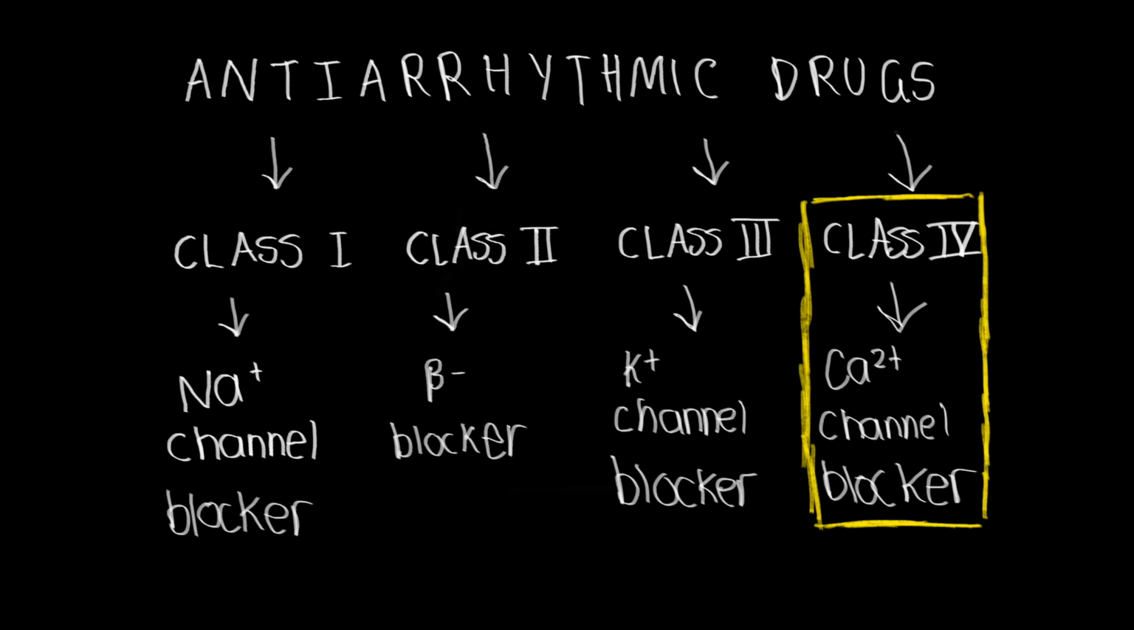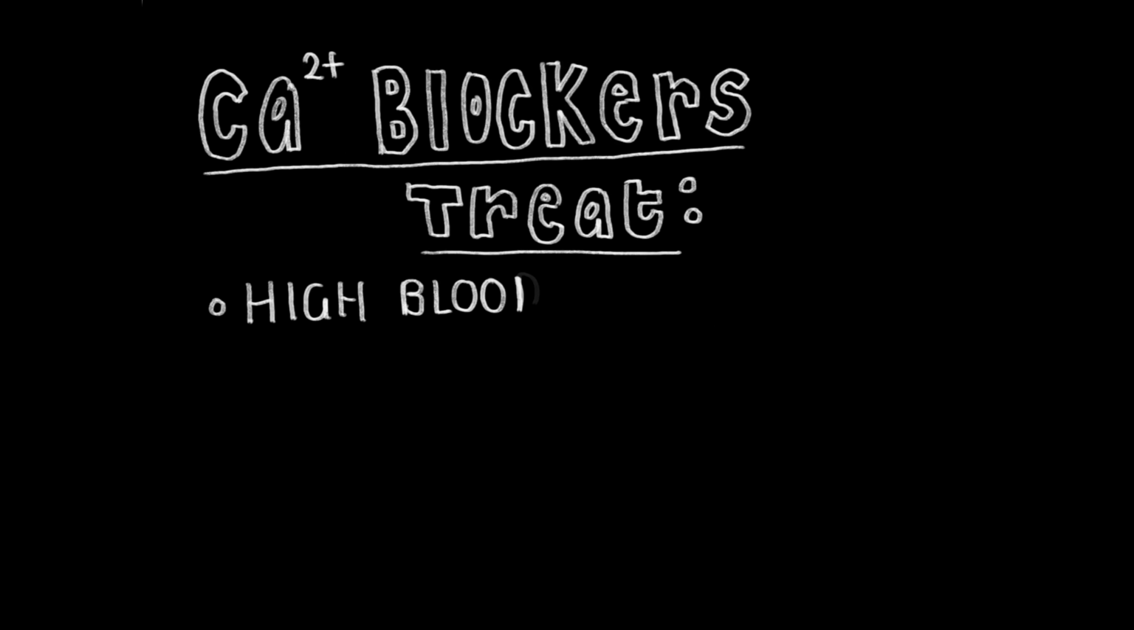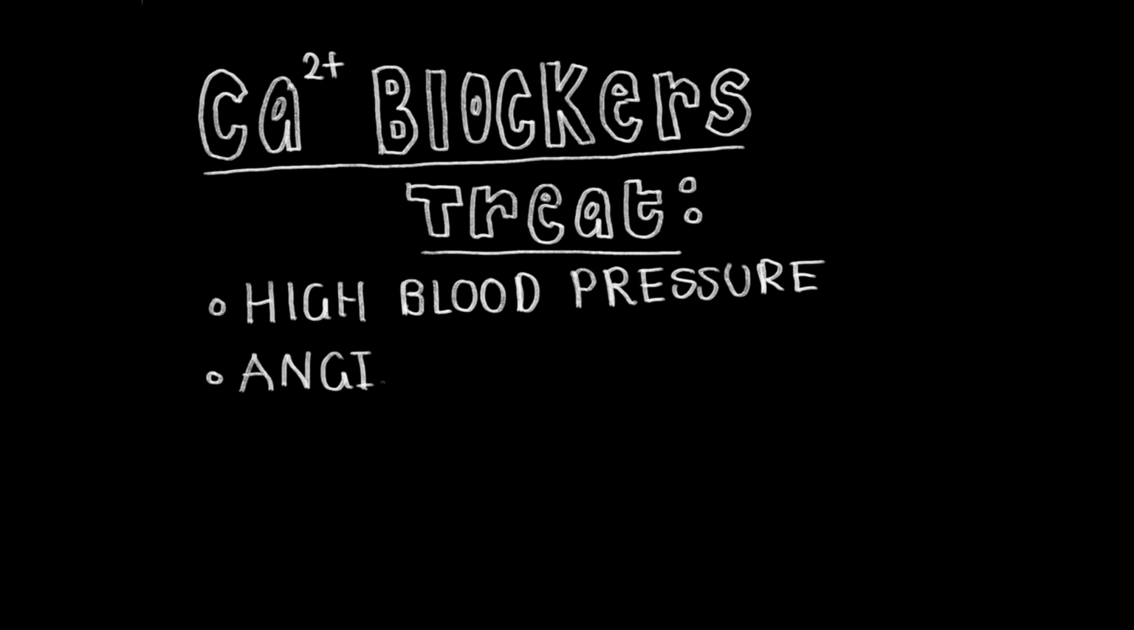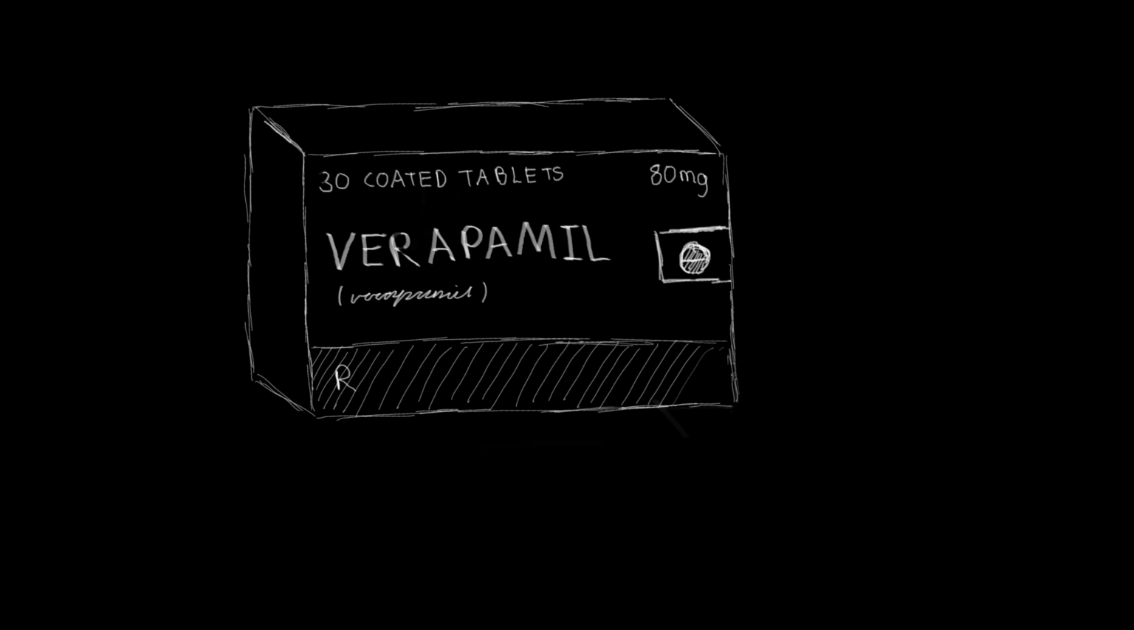Alternatively, perhaps you have high blood pressure or angina, which are often associated with atrial fibrillation, because then you're in luck because calcium channel blockers can also be used to treat these disorders, and I will explore how a bit later. Commonly prescribed for atrial fibrillation is Verapamil, a calcium channel blocker. This medication works to slow heart rate and reduce the strength of contractions.